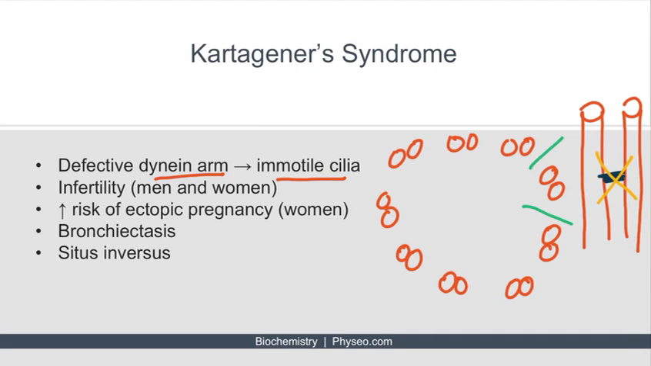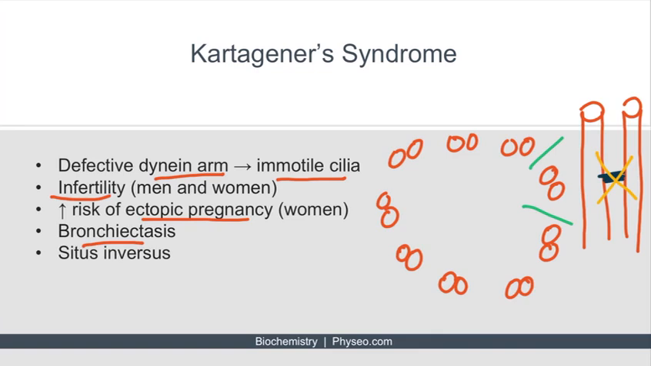Because sperm and the fallopian tubes contain cilia, these patients will become infertile. Women are also at an increased risk of ectopic pregnancy because the oocyte is unable to properly move through the fallopian tube. Because the respiratory tree is lined with cilia, these patients will also have recurrent episodes of bronchiectasis.